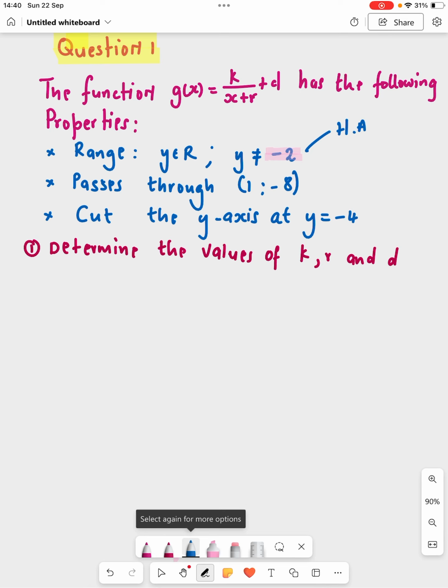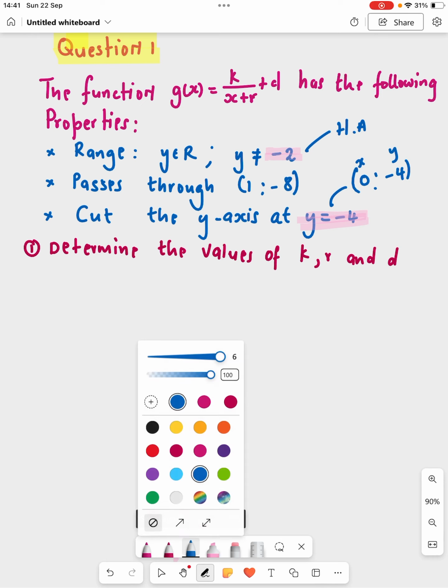We are also told that the graph is passing through the point which is 1 and -8. That is your x and y. And then we are also told that the graph cuts the y-axis at y is equal to -4. With this one, you need to remember that at the y-cut or at the y-intercept, x is always equal to 0. So here we have a point. So this point is 0 and -4. Your x is 0 and then your y is -4.